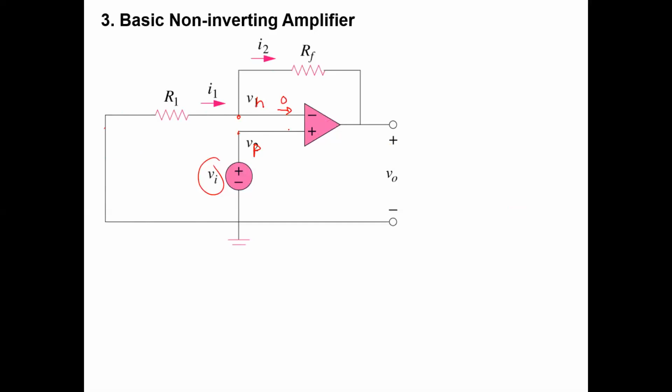Again, we have 0 current going into both of these, so that makes nodal analysis pretty easy. In this case, we still have negative feedback, and Vn is going to equal Vp, which is going to equal Vi. And we do a nodal for Vn, and we find that this voltage here is going to be 0 volts because this is attached to ground.